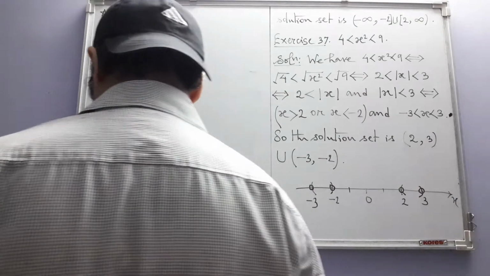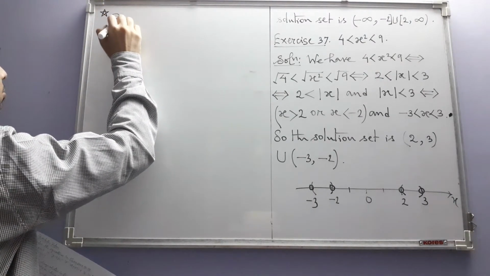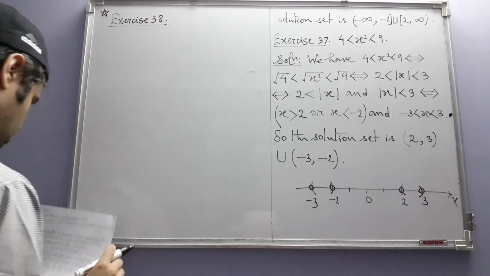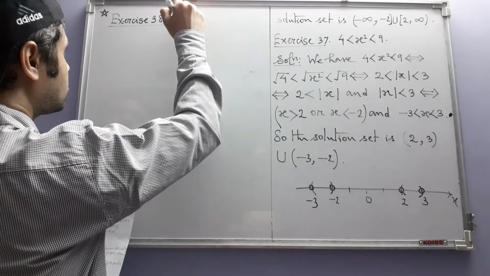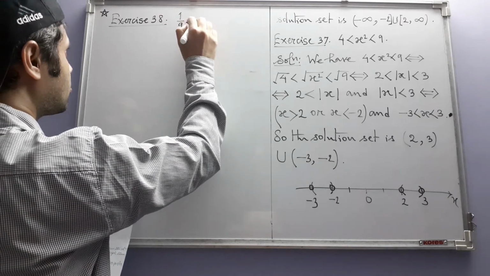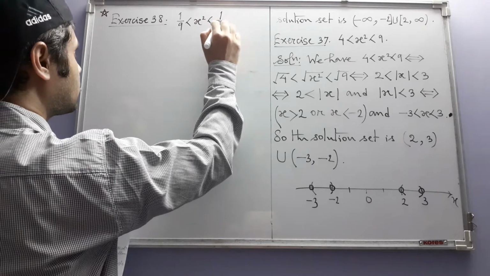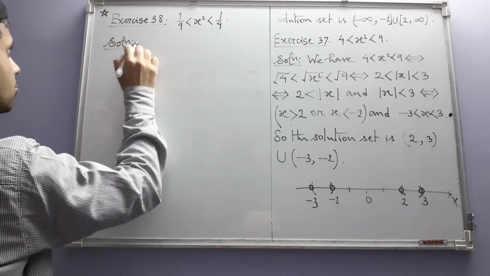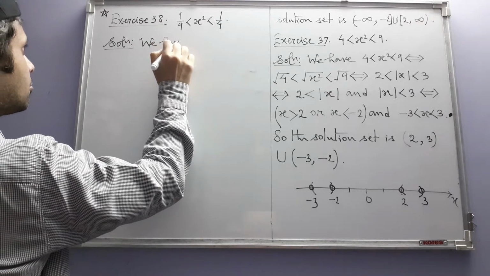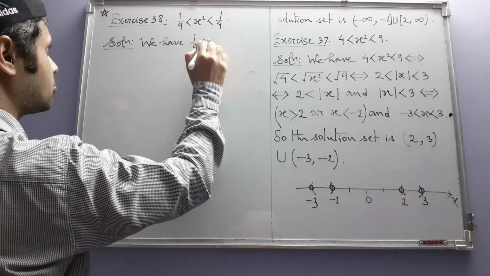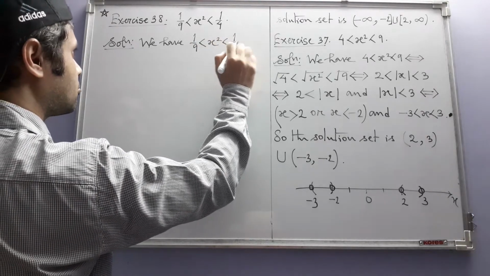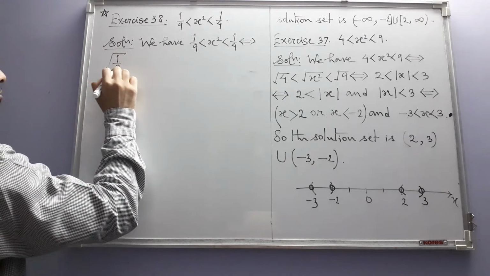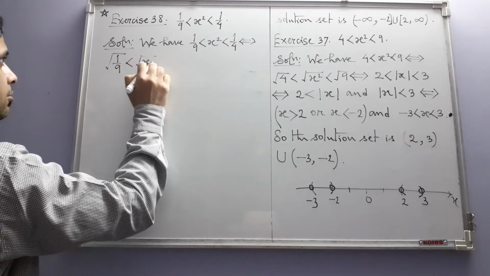So next 38. We have, if and only if, one by 9 square root of x square.